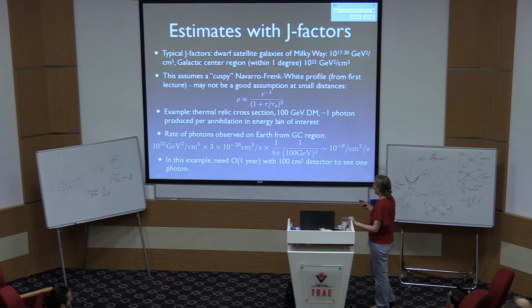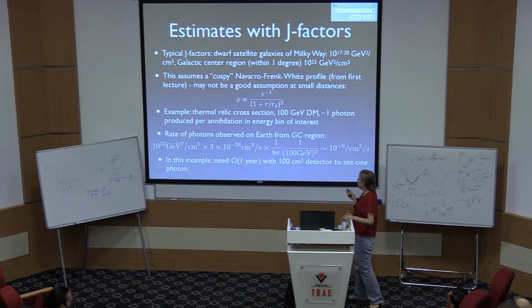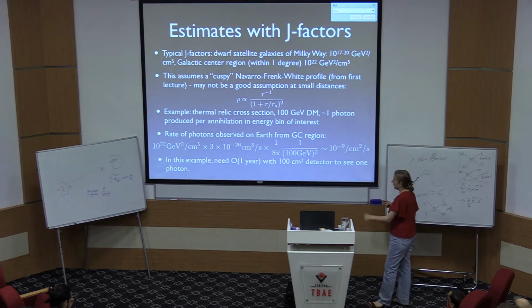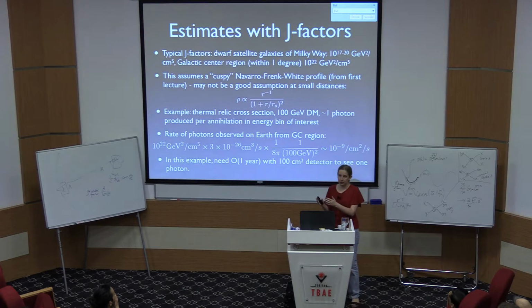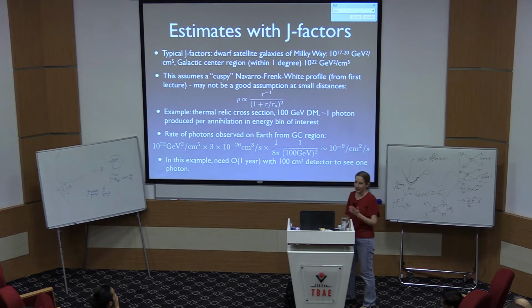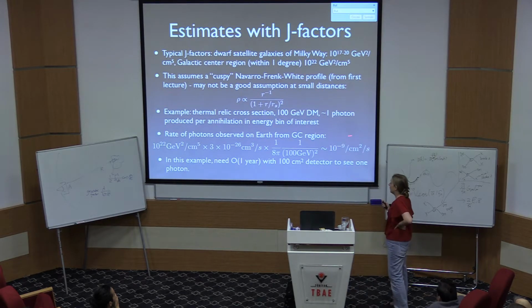So if we take an example with these numbers, suppose you have 100 GeV dark matter with the thermal relic cross-section that we worked out yesterday, and say that each annihilation produces around 1 photon in the energy bin that we're looking at. That's pretty conservative. If I produce a lot of hadrons and then they shower, then I can easily get 10 or 20 photons in the energy bin I'm looking at. But let's start with that.